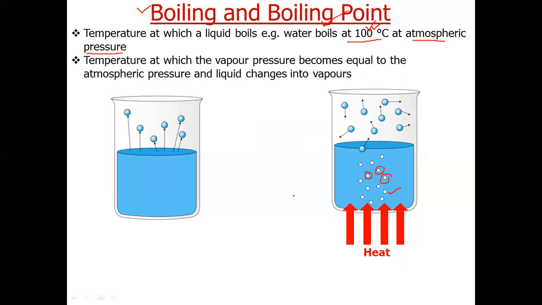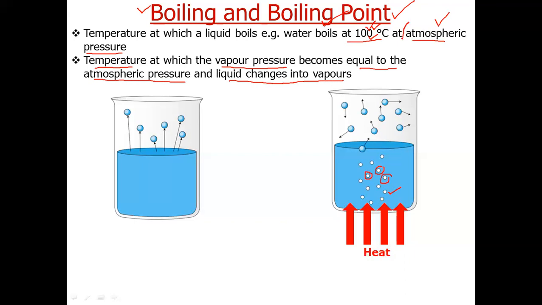If we talk about this in terms of vapor pressure, the boiling point is the temperature at which the vapor pressure of the liquid becomes equal to the atmospheric pressure and the liquid changes into vapor. So at boiling, the vapor pressure is equal to the atmospheric pressure or external pressure. The temperature at which this occurs is called the boiling point. For water, this temperature is 100 degrees C at atmospheric pressure.